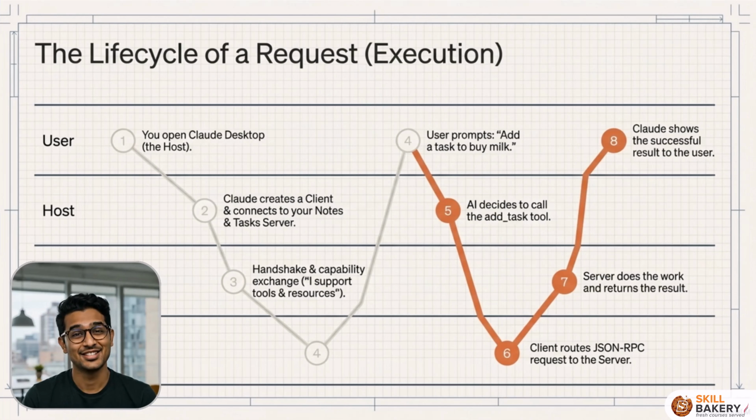Once initiated, execution follows. The AI decides which tool to use, e.g., add_task. The client routes a JSON RPC request, the standard language of MCP, to the server. The server performs the work and returns the result. Finally, the host shows the successful result back to the user in the interface.